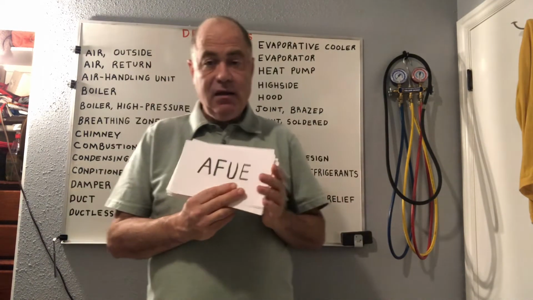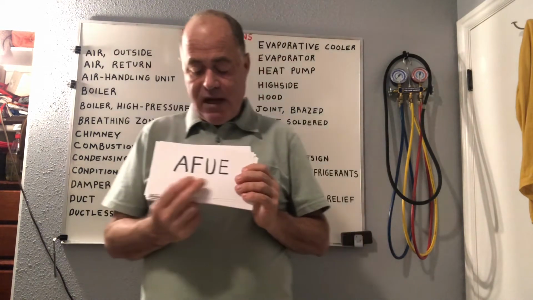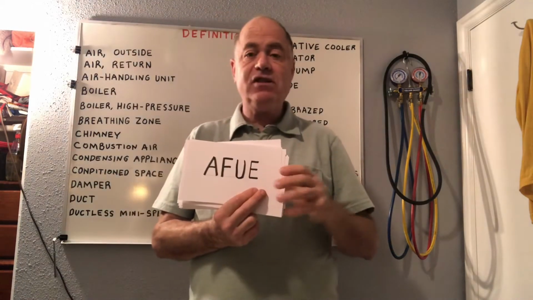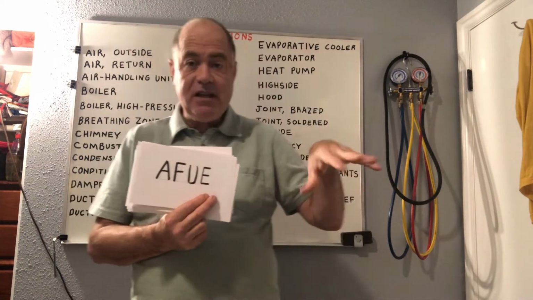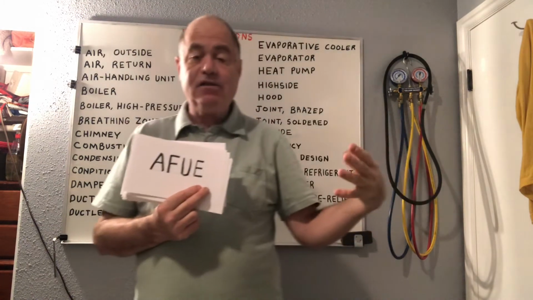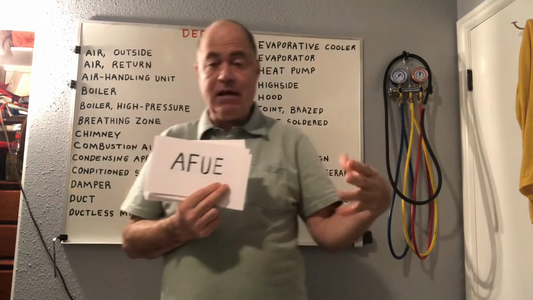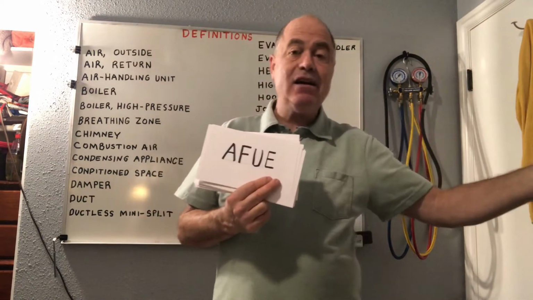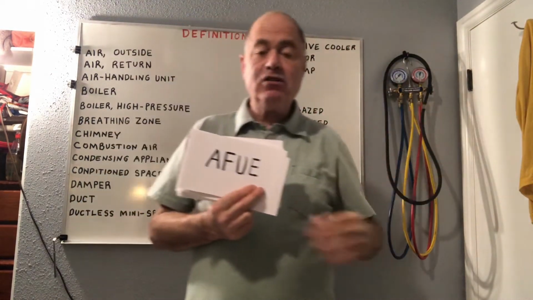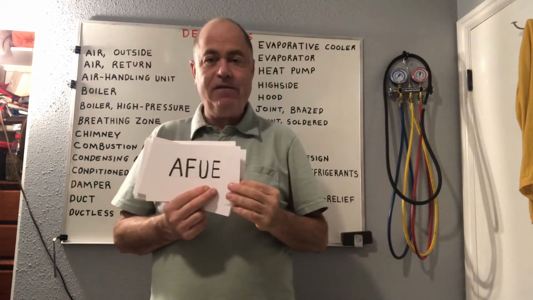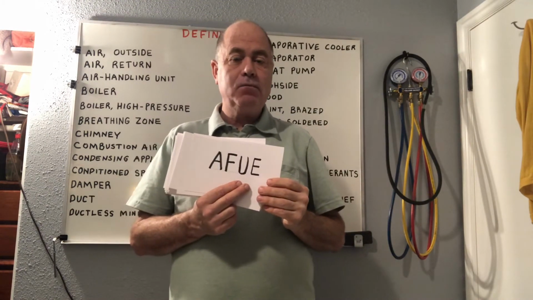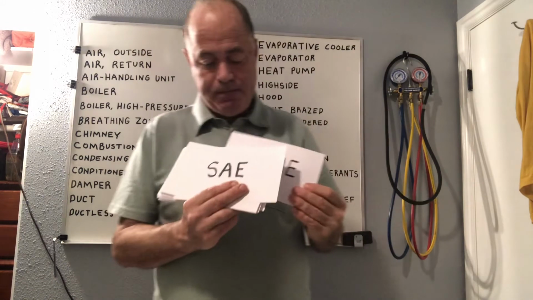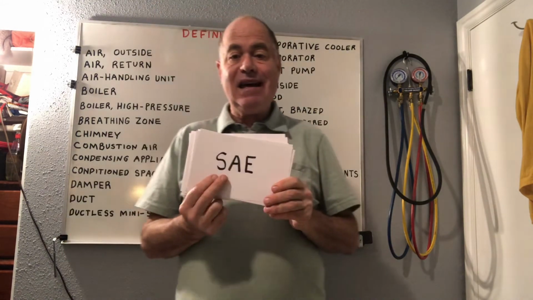Okay, and then this is AFUE, Annual Fuel Utilization Efficiency. This is how we rate the efficiency of gas-fired furnaces, like using natural gas. The higher the efficiency, if you have a 95% condensing furnace, it's much more efficient than the older, like 85% AFUE.